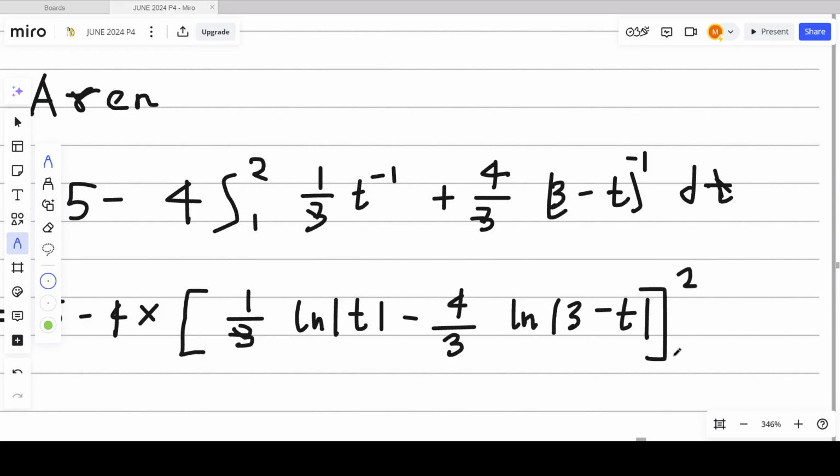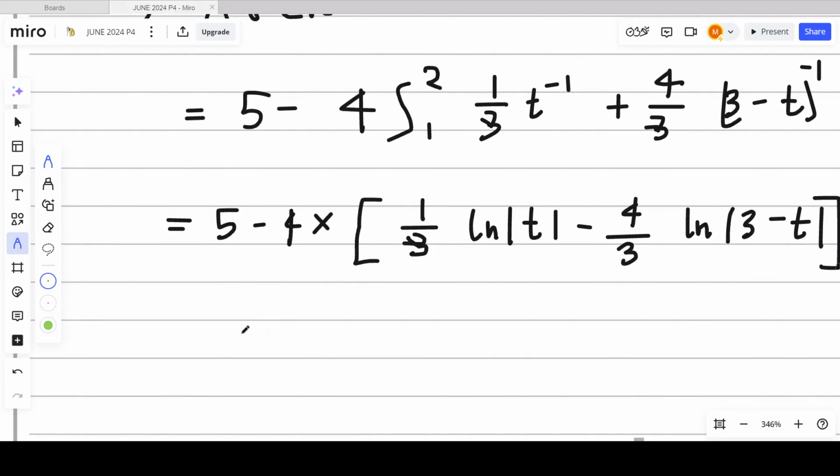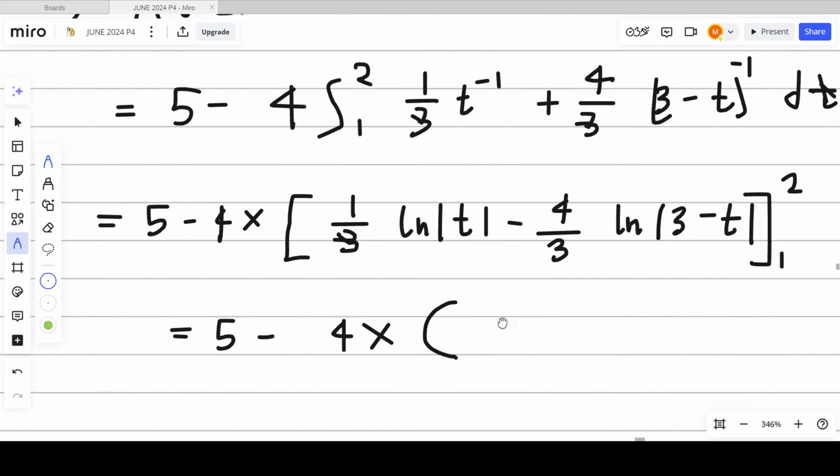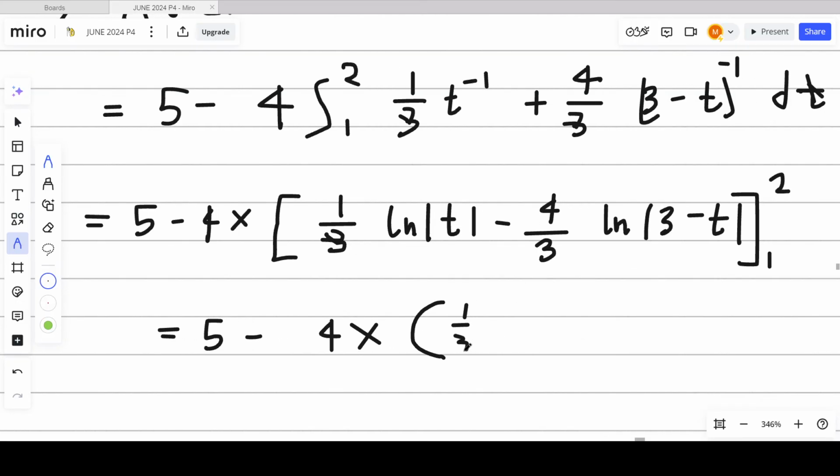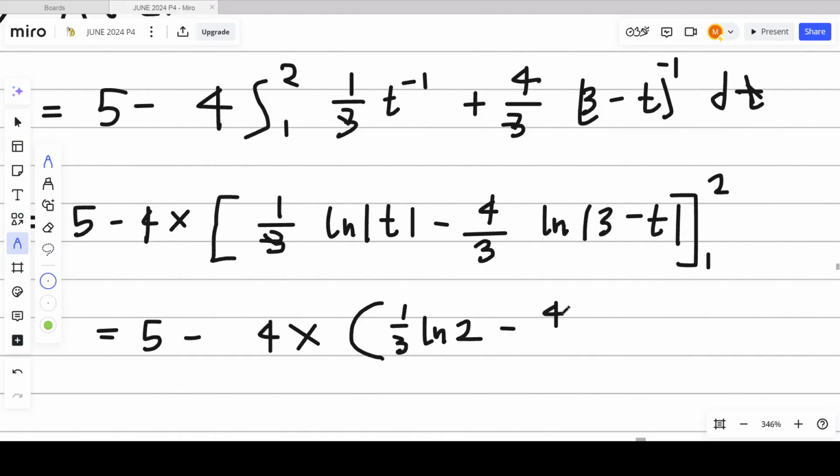So the upper limit is 2, the lower limit is 1. Now we just need to do the calculations. 5 minus 4 times 1 over 3 ln 2 minus 4 over 3 ln 1. Ln 1 is basically 0, so we can ignore this. Then put the lower limit: 1 over 3 minus 1 over 3 ln 1. Ln 1 is 0, so ignore this one.